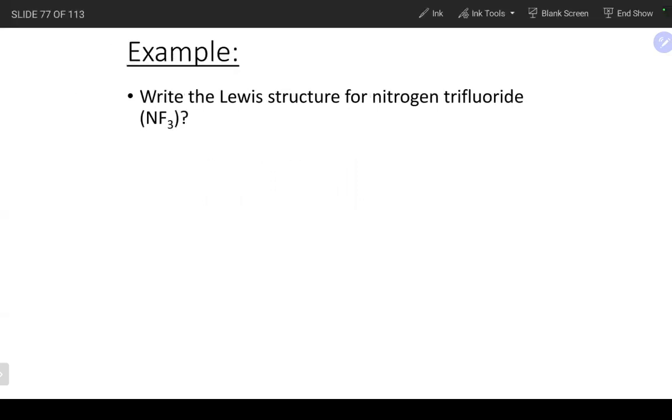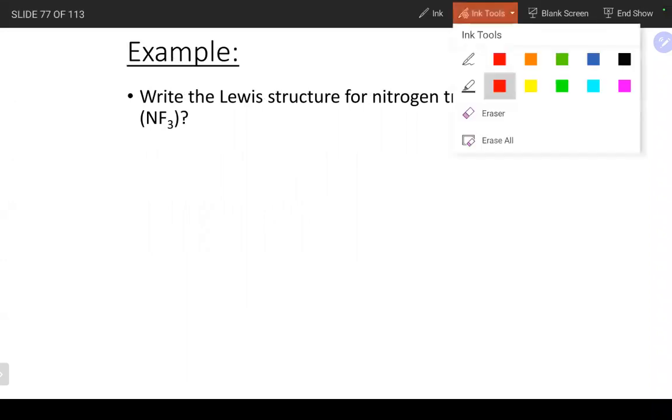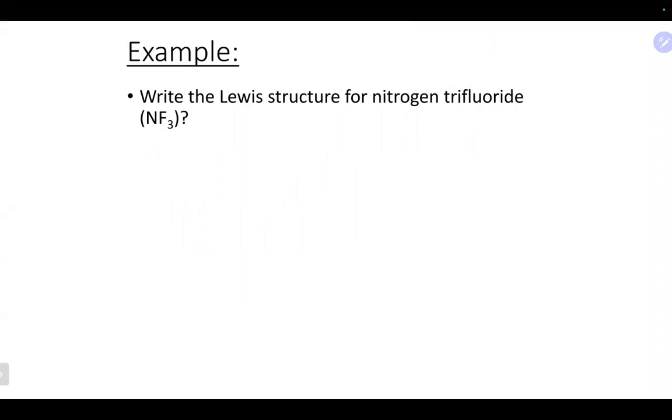NF3. The first thing I'm going to do is count up the total number of valence electrons. Nitrogen is group 5, which means it has 5 valence electrons. There are 3 fluorines. Each fluorine is group 7, which means it has 7 valence electrons. That's 21 and 5. I'm going to go with 26 as my total there.